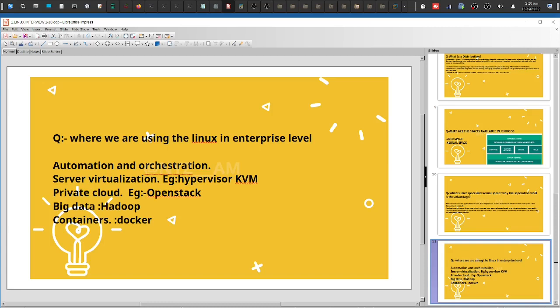Then private cloud: when we need a private cloud for the organization, OpenStack is a famous example. Apart from that, big data, analyzing the whole data of the organization and producing detailed information, Hadoop for example, is a famous one. Containers, Docker, and Kubernetes are completely Linux oriented, specifically designed on the basis of Linux and working on Linux. That means in 90 percent of organizations, things are working based on Linux. This will be helpful.